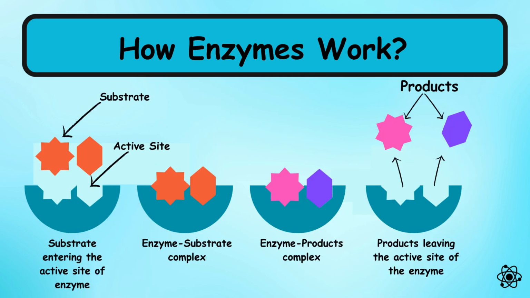This diagram illustrates how enzymes work. As we know, the shape of the substrate must be complementary or matching to that of the active site of the enzyme. As the enzyme binds with the substrate, an enzyme-substrate complex is formed. The reaction then occurs on the enzyme, and the enzyme-product complex is formed. The products eventually leave the enzyme, and the enzyme itself is unchanged at the end of the reaction.